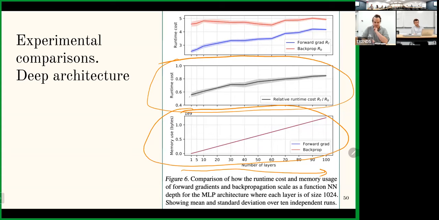But as we can see, this line is approaching one with increasing complexity. So with deeper models, it appears that forward gradient is getting less efficient, but still it is more efficient than backpropagation. So how many repeats are they doing? What kind of repeats? Samples. Does the number of samples depend on the complexity of the model? Maybe you need more samples to have the same convergence for the forward.